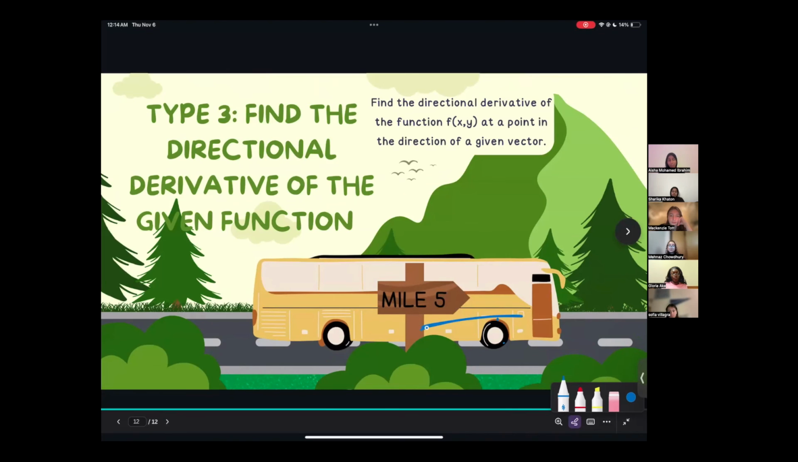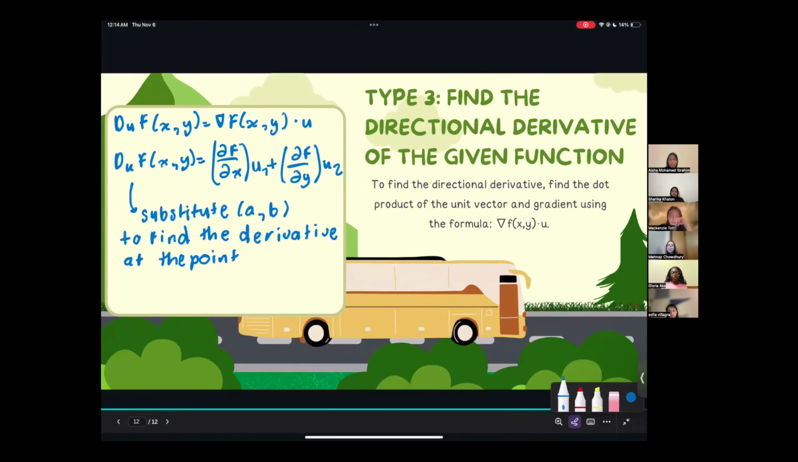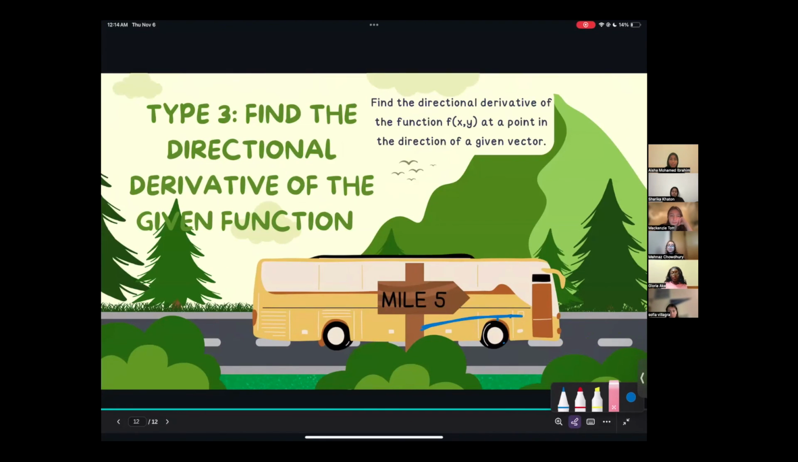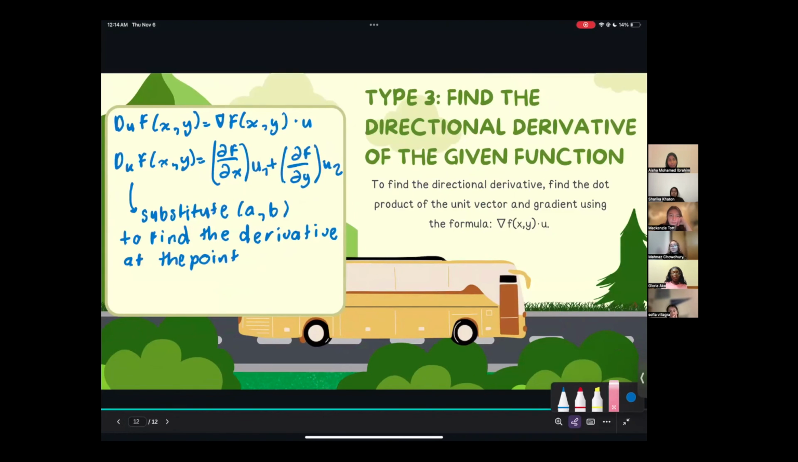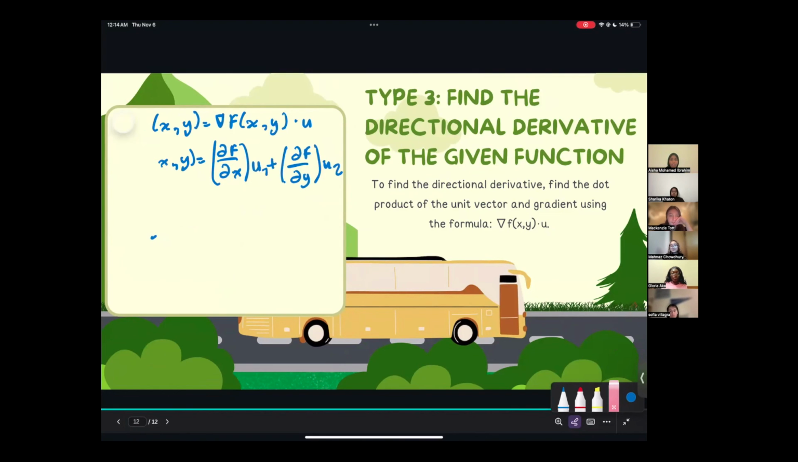The third type of question you may be asked is to find the directional derivative of the given function. The question asks to find the directional derivative of the function f(x, y) at a point in the direction of a given vector. To find the directional derivative, find the dot product of the gradient and the unit vector using the formula. The directional derivative is equal to the dot product of the gradient of f(x, y) and the unit vector.